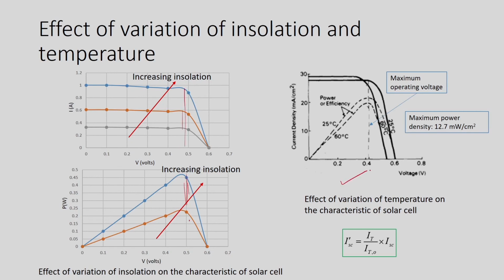And this plot shows the effect of variation of temperature on the characteristic of the solar cell. So, as temperature increases, this I_m V_m also decreases. So, this is very clear. This may be for one case, and this may be for a second case: this is at 25 degree C and this is at 60 degree C. See how these changes are taking place.